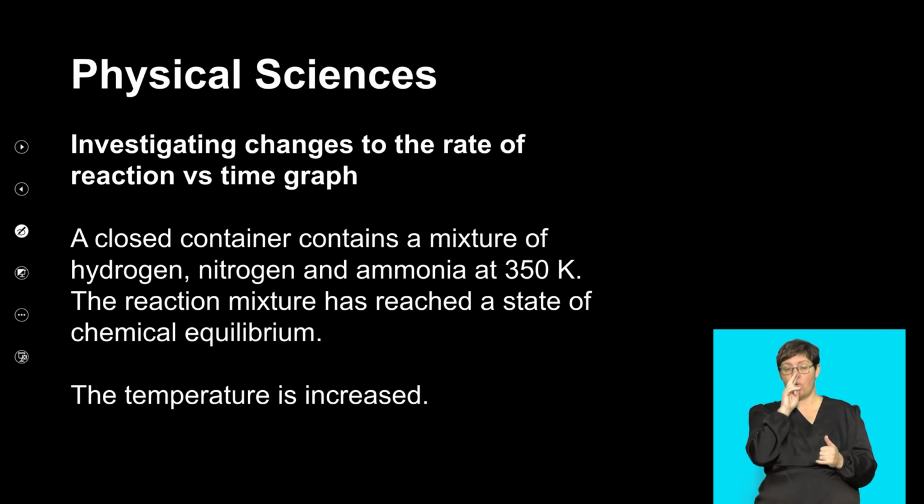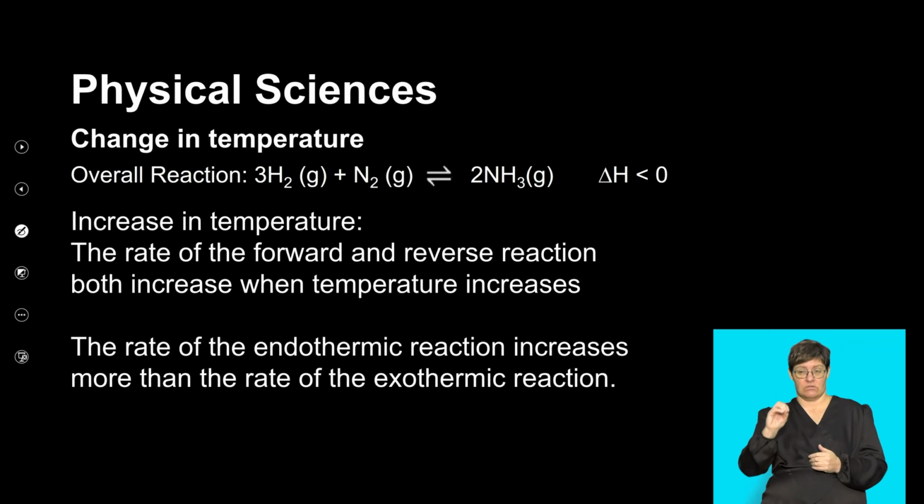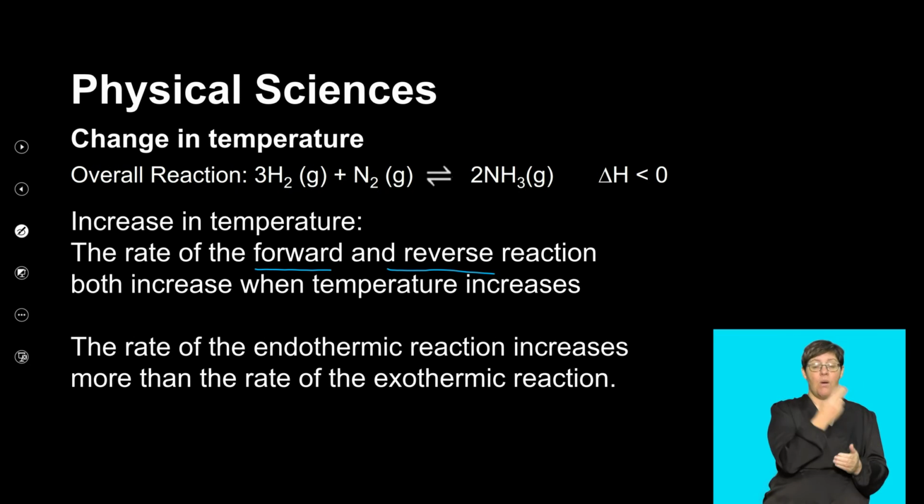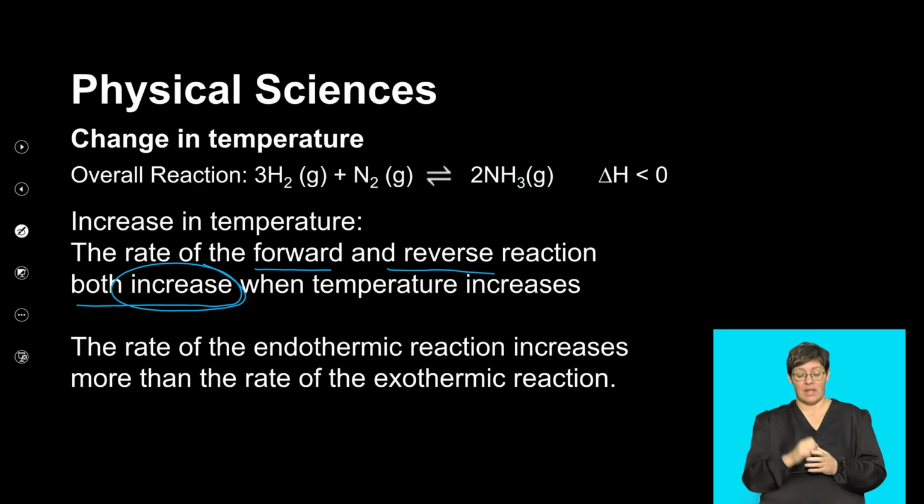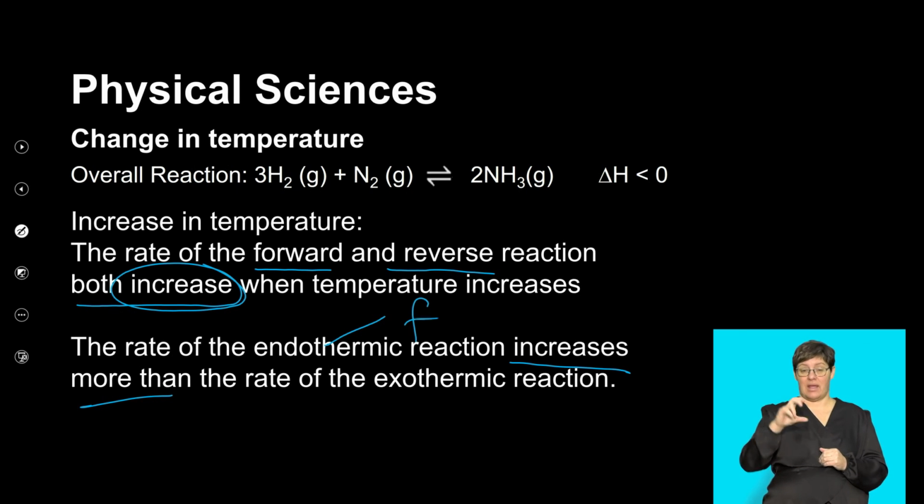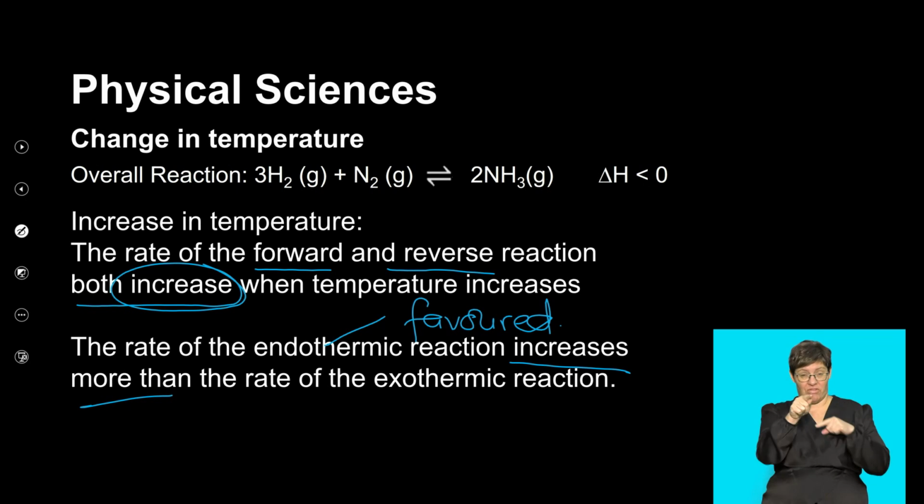Right, now we want to look at the increase in temperature. We are now increasing the temperature to, let's say, 400 Kelvin. With an increase in temperature, the rate of the forward and the reverse reaction will both increase initially. The rate of the endothermic reaction will increase more, because it's your endothermic reaction that's being favored. But take note, both of the rates will increase at first.